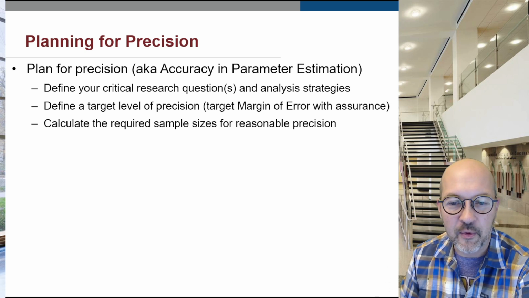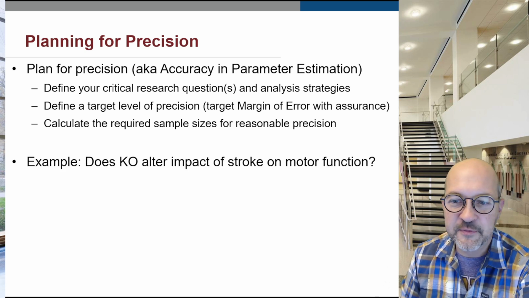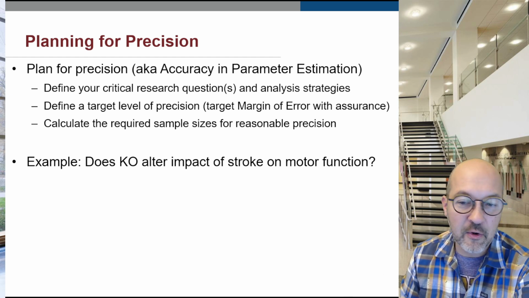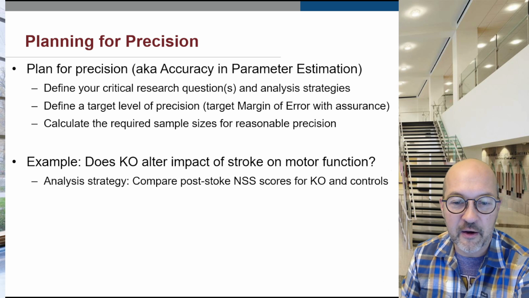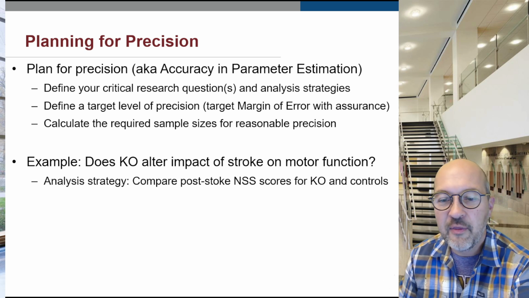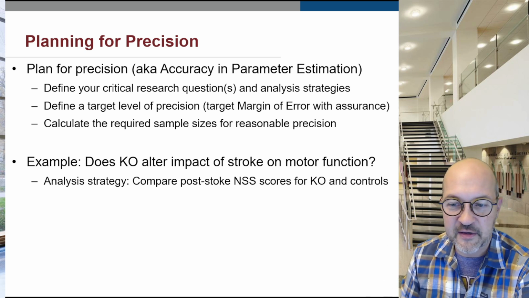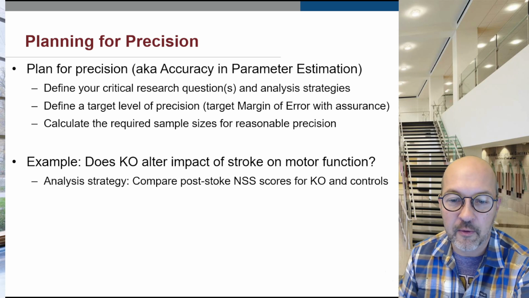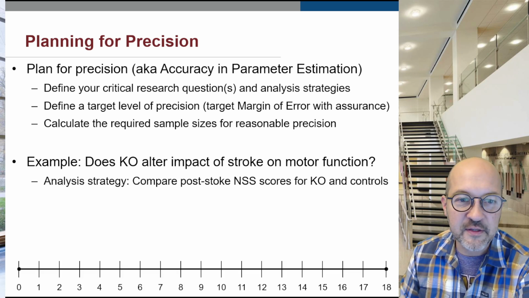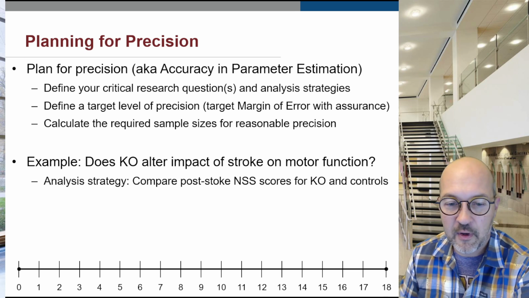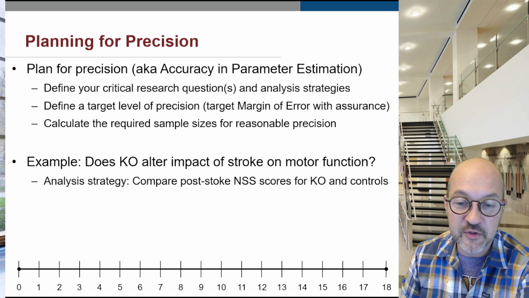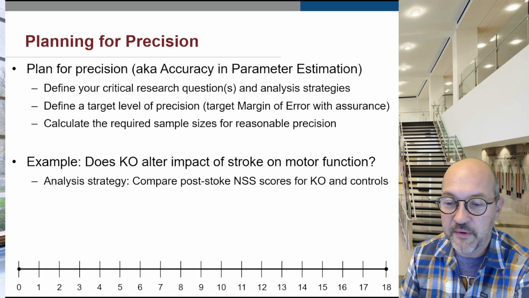Let's stick to our example. To what extent is knocking out a specific gene neuroprotective from induced stroke? The analysis strategy is the same. We'll want to compare neurological severity scores in control and knockout animals after the stroke. In this case, though, we will plan our sample size to obtain a desired margin of error, just like pollsters do when they're studying political attitudes. To do this, you have to consider the measurement scale. The neurological severity scale measures stroke-related impairments on a scale from 0 to 18.